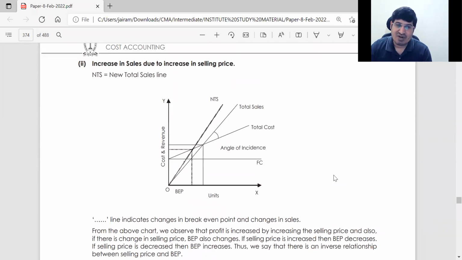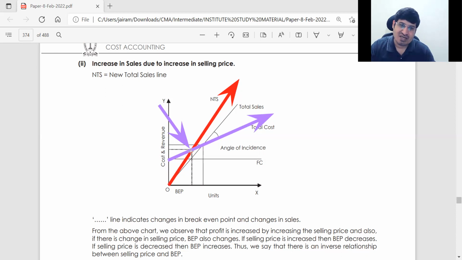The second point is an increase in sales due to an increase in selling price, which I just showed you. If you do this, what happens? Two or three things we can observe here. This is the new line now, with the new selling price. If this is your new line, then see your break-even point now. Your break-even point is this, because your total cost line is this. Earlier this was your break-even point, correct? So what has happened? The break-even point has been lowered, as you can see. If your selling price is increased, your break-even point will come down.